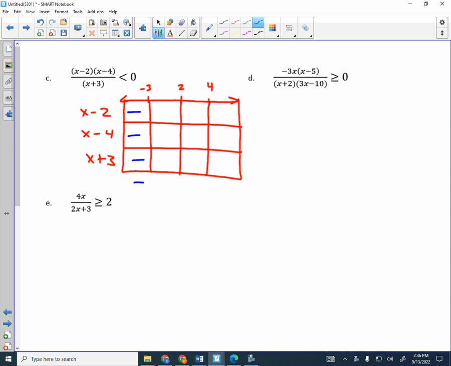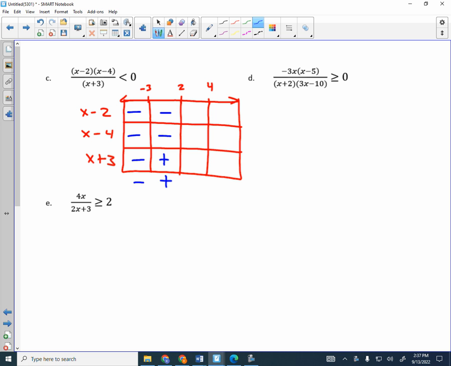Now we choose a number that sits between negative 3 and 2. What's a great number that sits between negative 3 and 2? 0. 0 minus 2, negative. 0 minus 4, negative. 0 plus 3, positive. 2 negatives and a positive make positive.